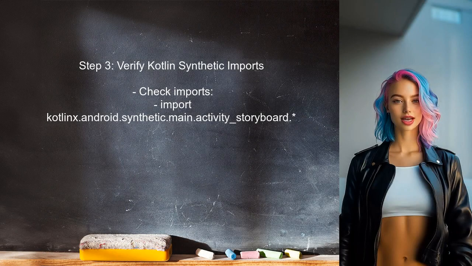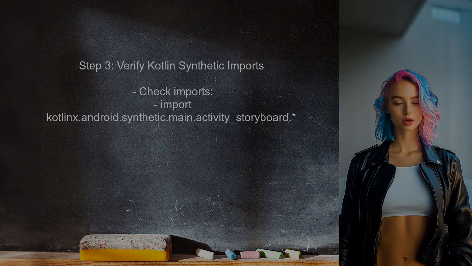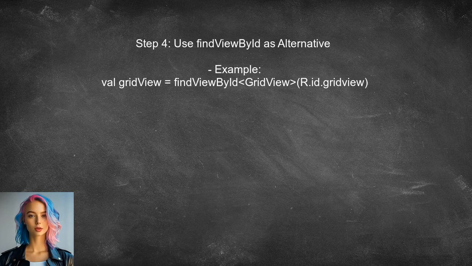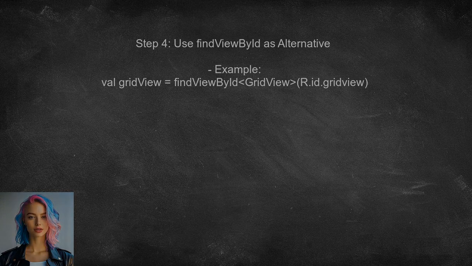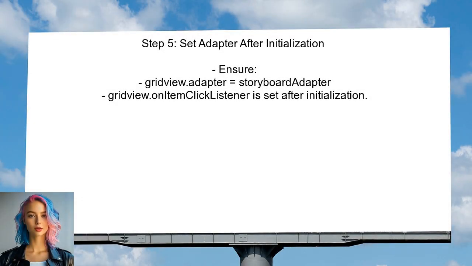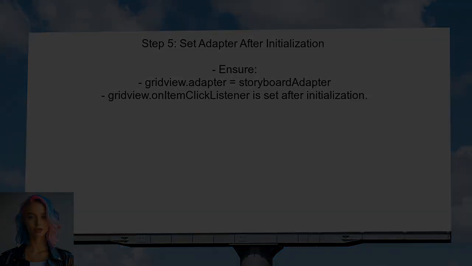After verifying the layout, the user should ensure that the Kotlin synthetic properties are correctly imported. If the synthetic import is missing, the grid view will not be recognized. If the user continues to experience issues, they can consider using findViewById as an alternative to synthetic properties. This method explicitly retrieves the view by its ID. Finally, the user should ensure that the adapter is set after the grid view is initialized. This will prevent any null pointer exceptions when trying to set the adapter.